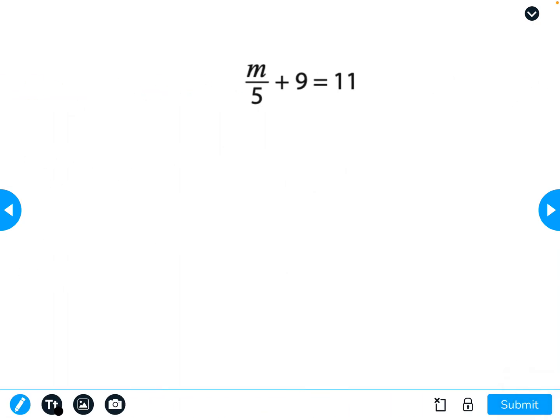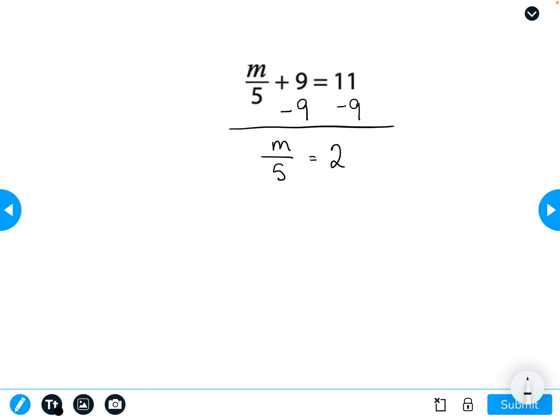All right, let's take a look at this one. My constant would be my number that's by itself in the equation, which would be the plus 9. To get rid of a plus 9, I'm going to subtract 9. I need to keep it balanced, so I subtract it from both sides, put my big long equal sign. On the left side, I'm just left with m divided by 5. And on the right side, 11 minus 9 is equal to 2.